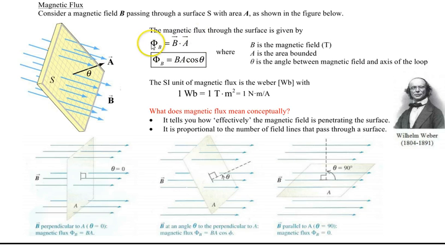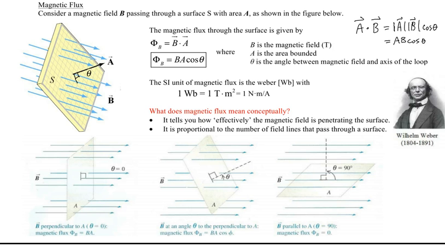The magnetic flux is the dot product between the magnetic field vector and the area vector. The direction of the magnetic field is in the same direction as these blue lines, and the direction of the area vector is normal to the surface, which means it's perpendicular to the surface. If you recall, the dot product between two vectors, say A and B, is equivalent to the magnitude of A times the magnitude of B times the cosine of the angle, sometimes written as this.